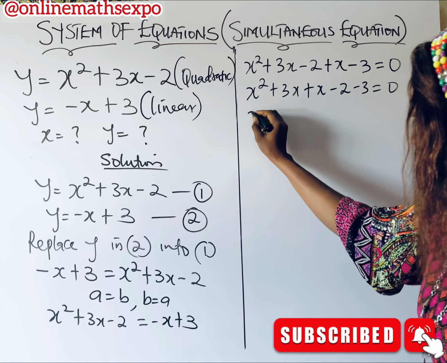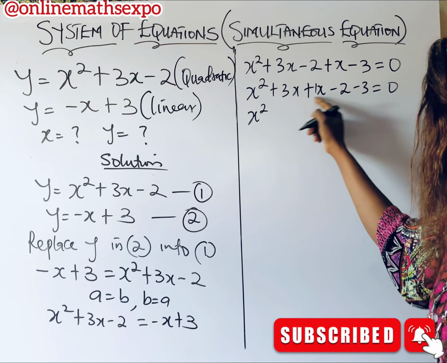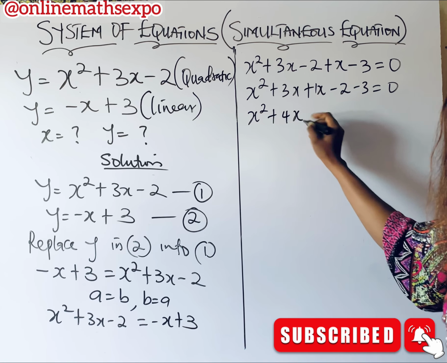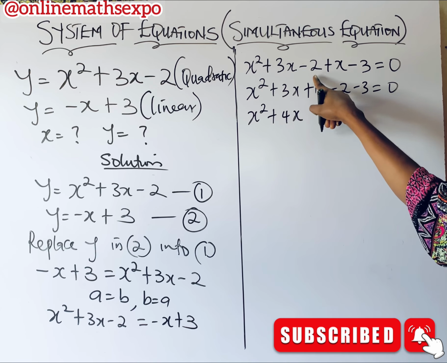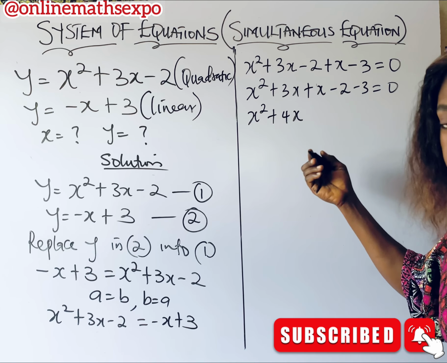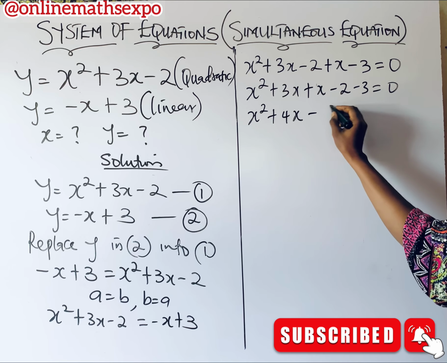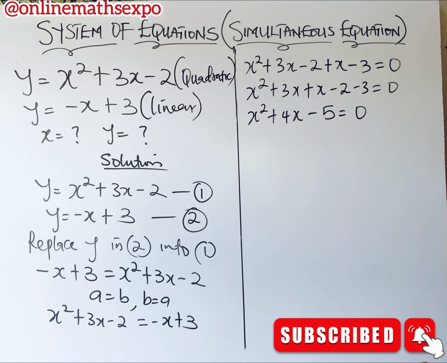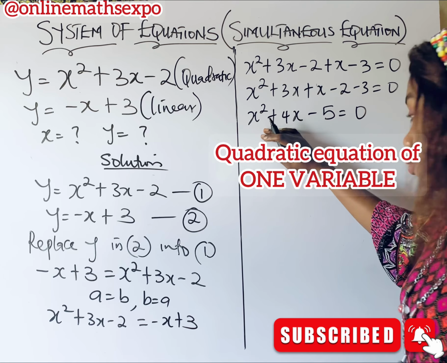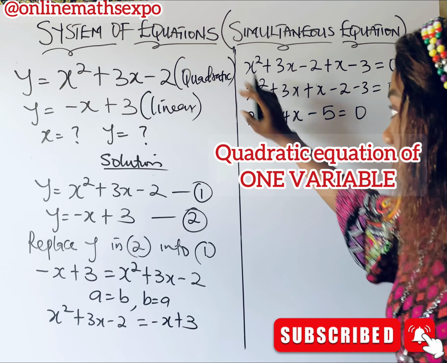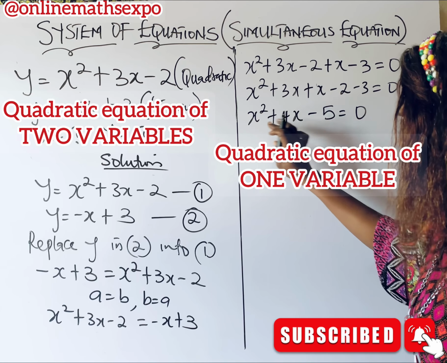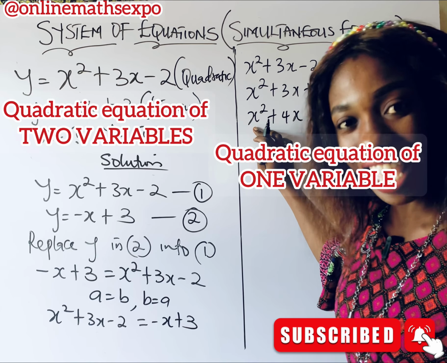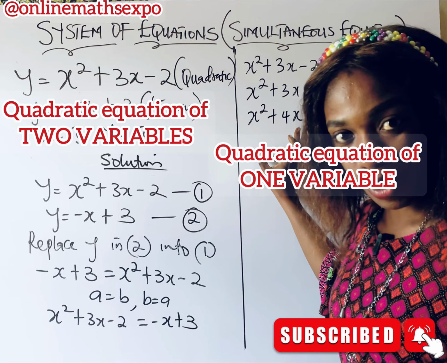So let's simplify. 3x plus x is going to give you 4x. Remember, the coefficient of x squared is 1. That's why we don't usually write it, since we know it's 1. So we now have negative 2 minus 3, which gives negative 5, equal to 0. So we have gotten a complete quadratic equation of one variable. The earlier one was of two variables and this is of one variable because the unknown here is only x. So we can easily solve this now.